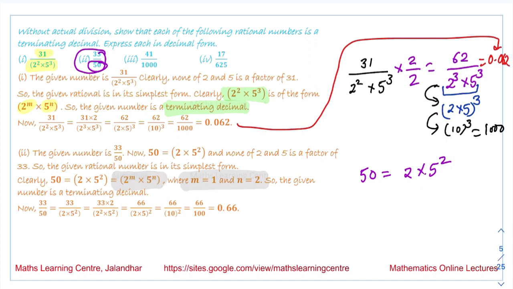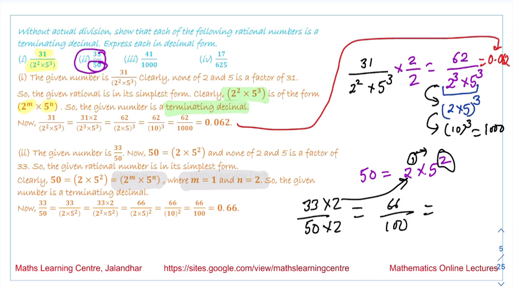Again, if we have to write this number in the decimal form, we are saying it is 33 by 50. We multiply and divide it with 2. Why? This power is 1. To make it equal to this power, we have multiplied it with 2. So this becomes 66 by 100. So the answer we will get is 0.66.